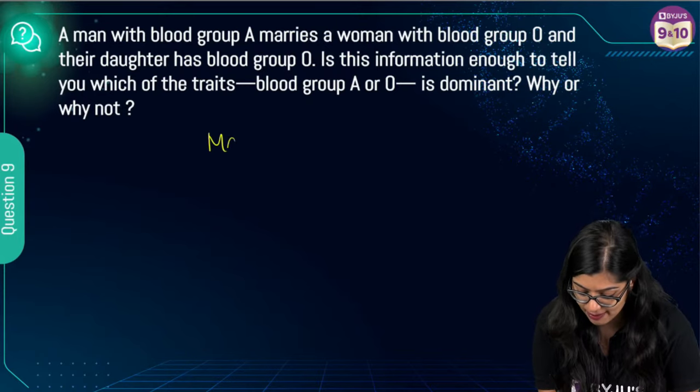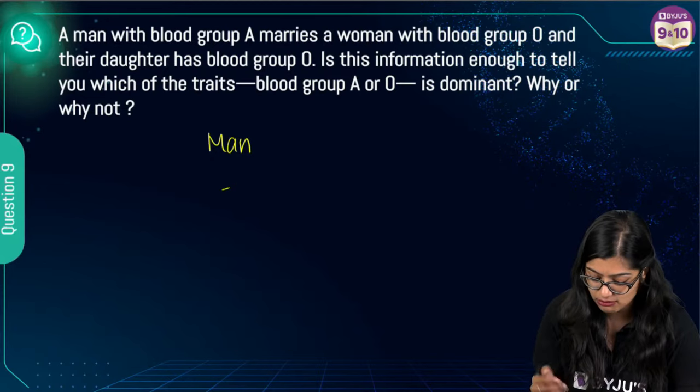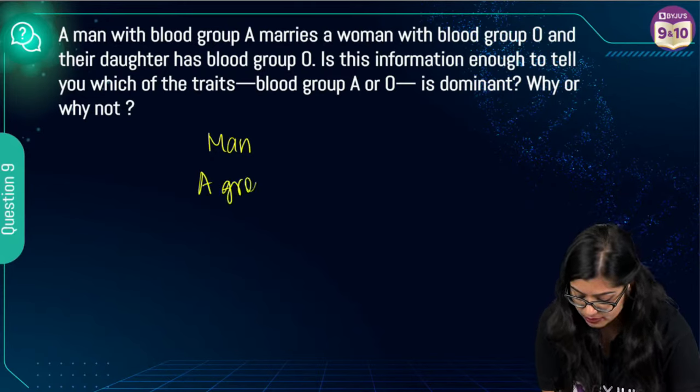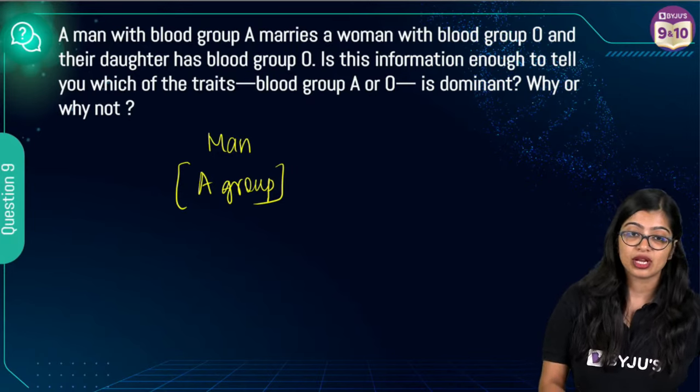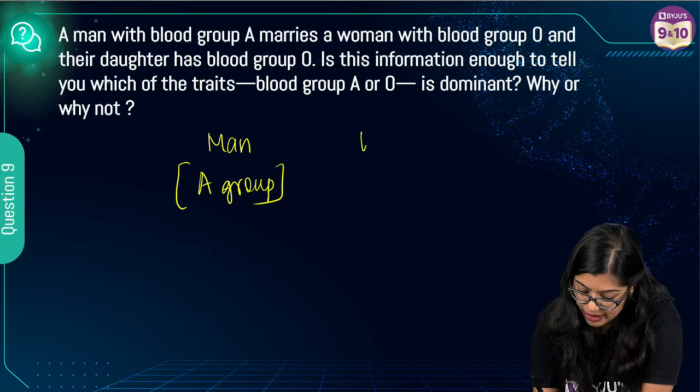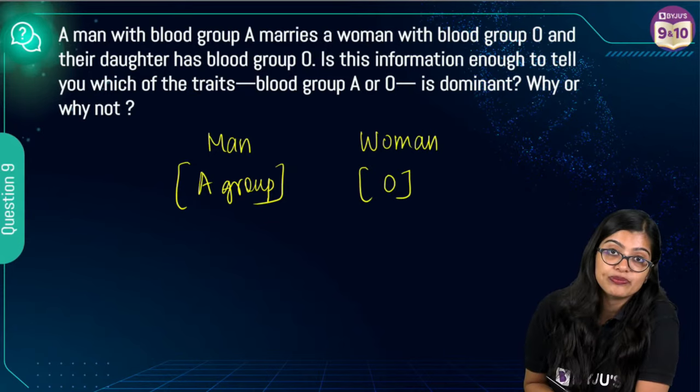Okay, so we have a man. He has A blood group. Now at the same time, if you think about it, you have a woman. She has O blood group.